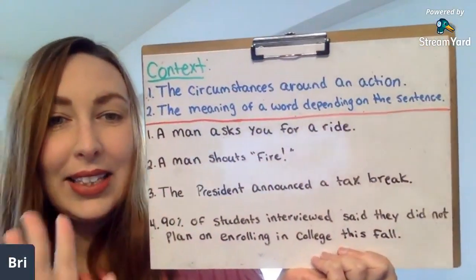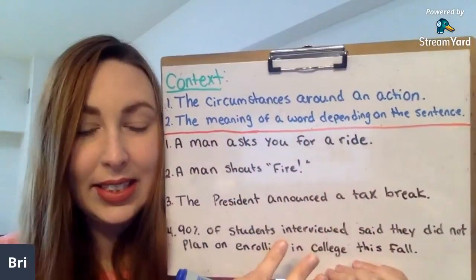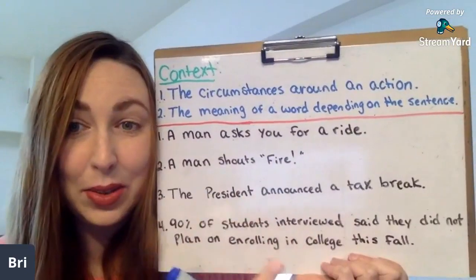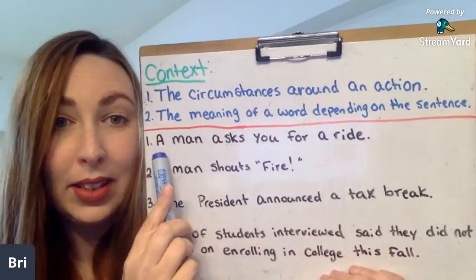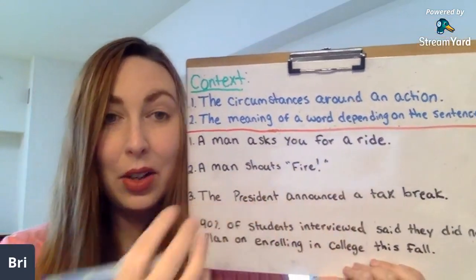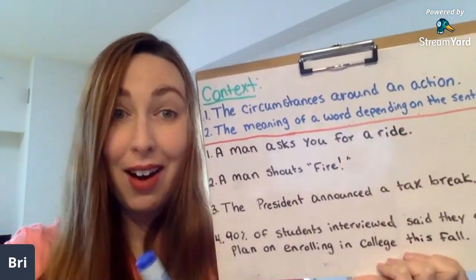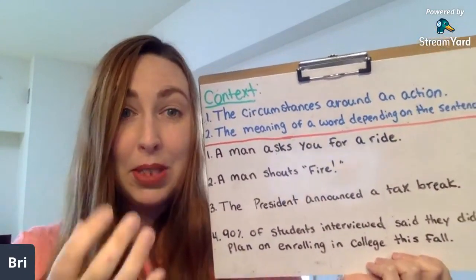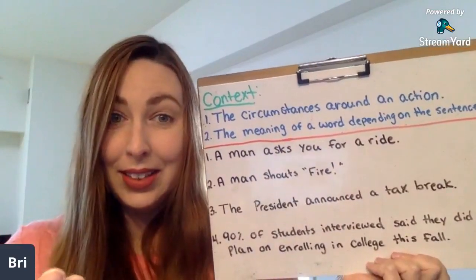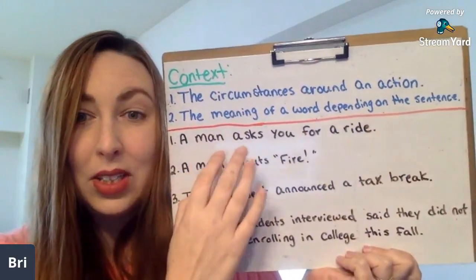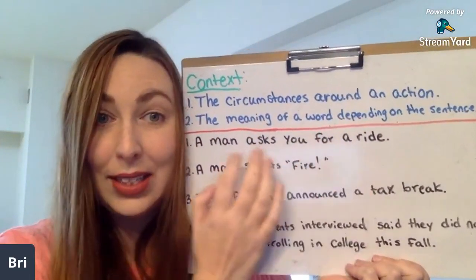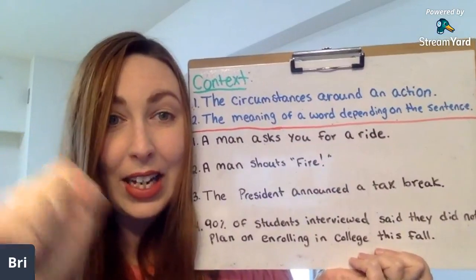All right. So let's look at these sentences. Now, we're going to talk about the different ways context is used, okay? So number 1, a man asks you for a ride. So you are driving in a car. A man comes up to the car, maybe knocks on the window. Hey, can I have a ride? So we need to know the situation surrounding this action, right? Somebody's asking you for a ride. Hey, can I get a ride?